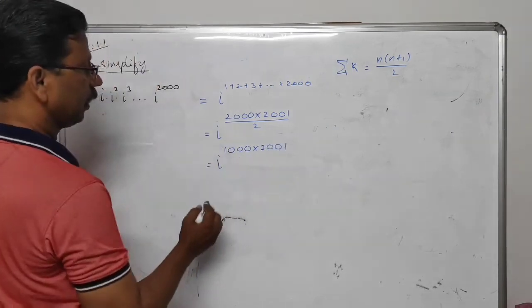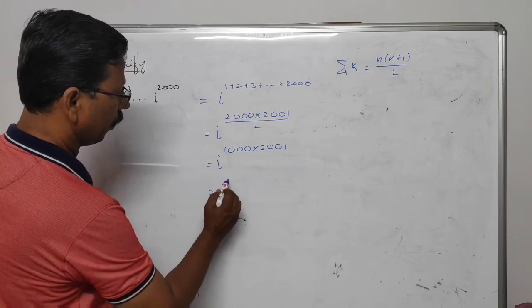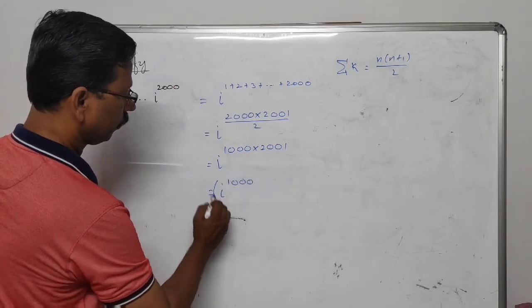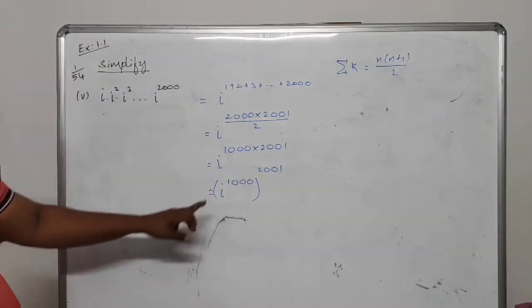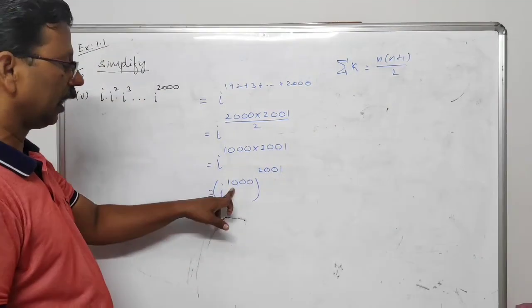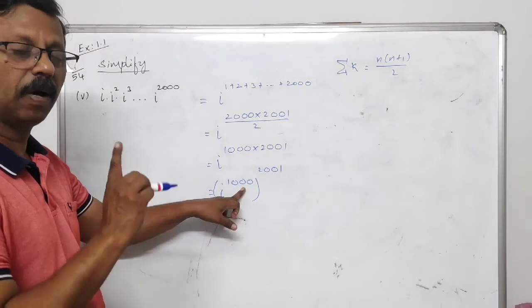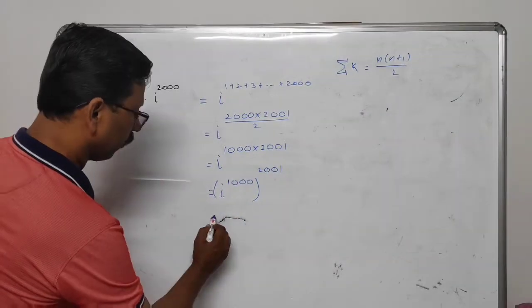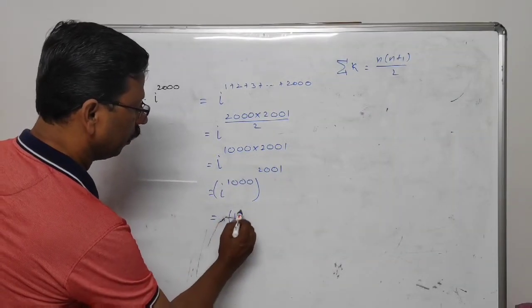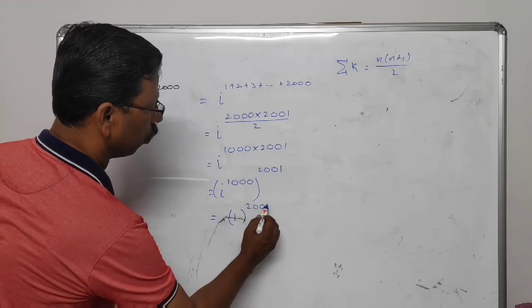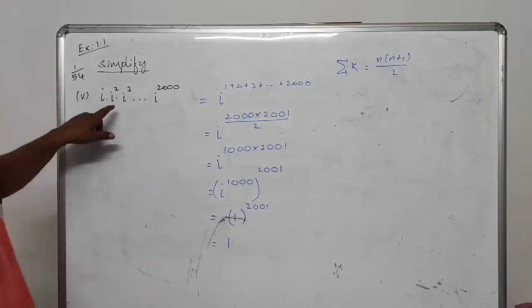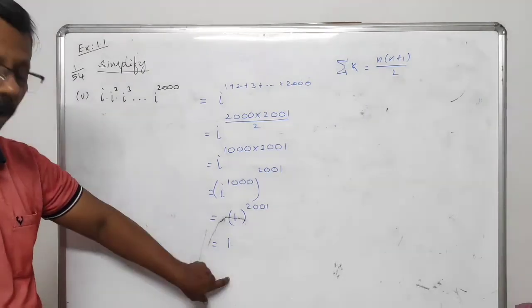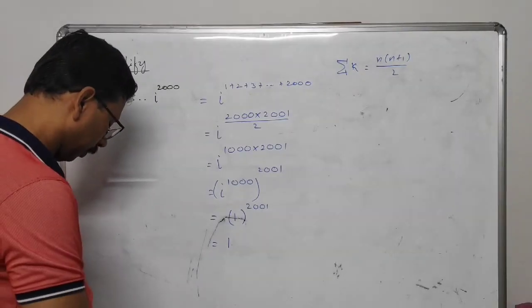Now this can be written as (i^1000) whole power 2001. You know very well, this 1000 in i^1000 is a multiple of 4. Therefore, its value will be equal to 1^2001. Now what is 1^2001? It is equal to 1. Therefore, its value will be equal to 1. Likewise, let us see the next problem.